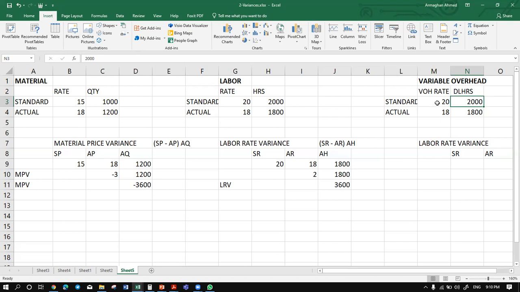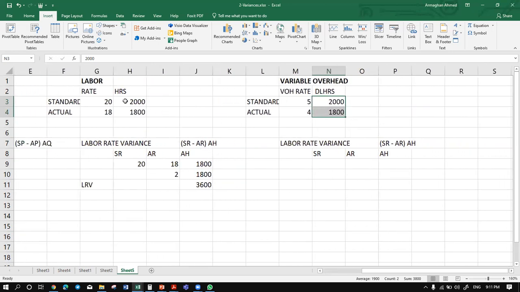Sir, here if I change the rate, let's say I say 5 and actually 4, how many hours will I take? I have to take the same, right? Remember this thing: if we are following the same, the hours will be same. So if you are calculating variable overhead, the labor rate, the labor hours and the variable overhead hours will be the same.